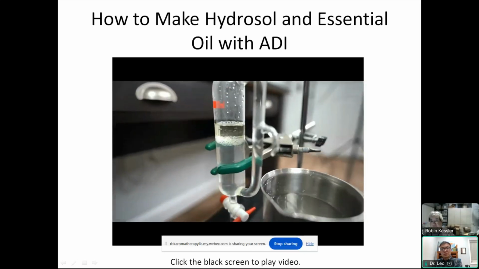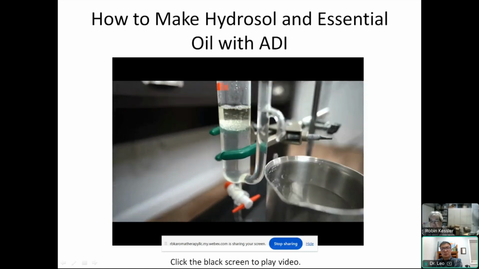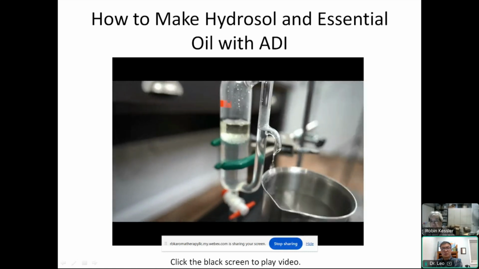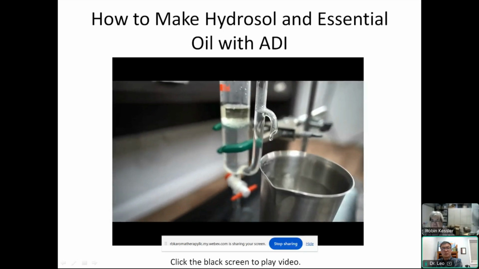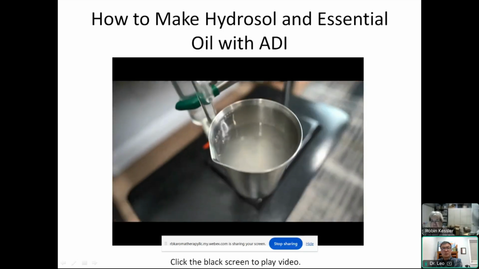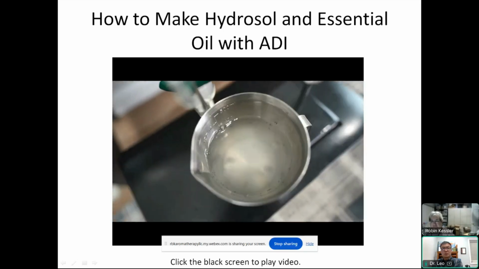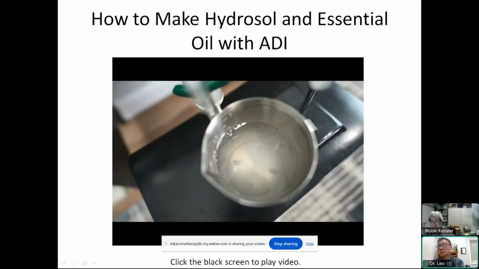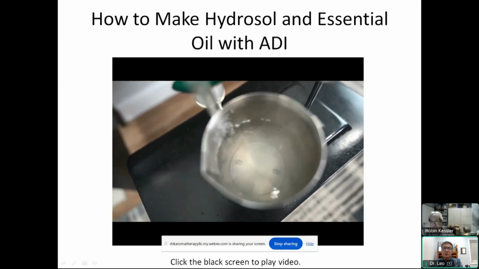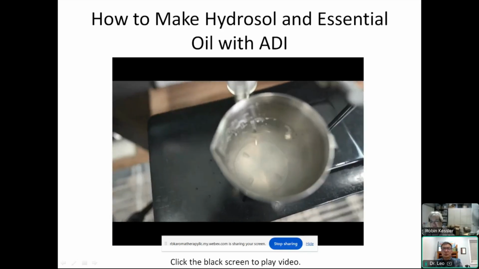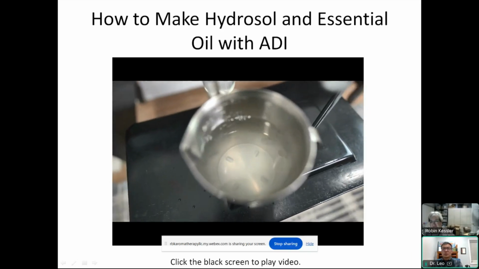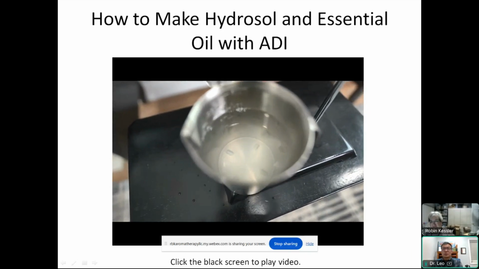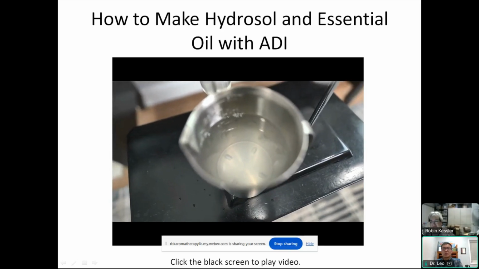So this is after an hour. You can see how much oil I got. It's more than 10 milliliters. And the other thing I want to show you is this hydrosol. You can see the cloudy hydrosol. That's the best, fresh made hydrosol. It's cloudy because a small amount of the oil is dispersed in there, and that makes the hydrosol more potent.